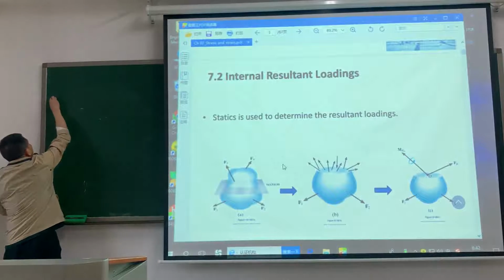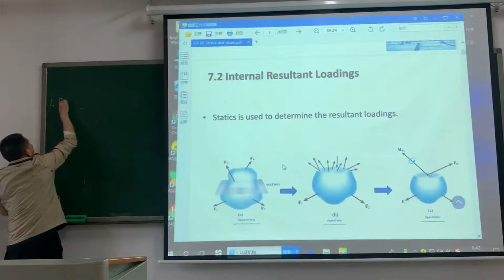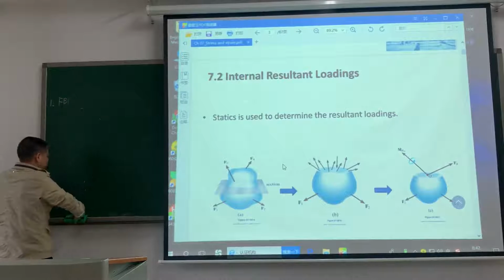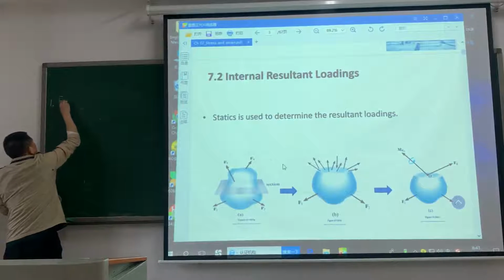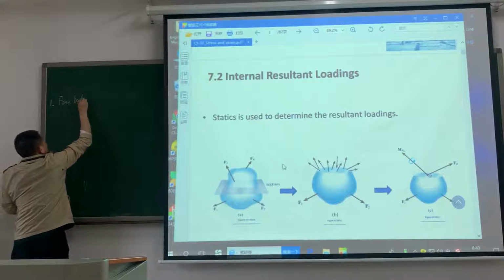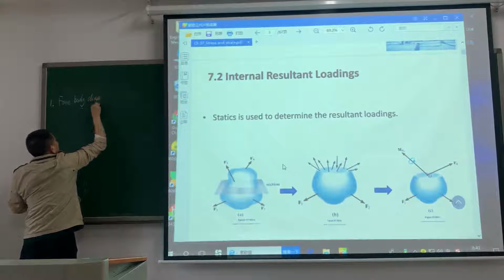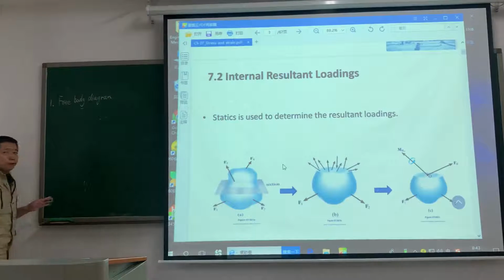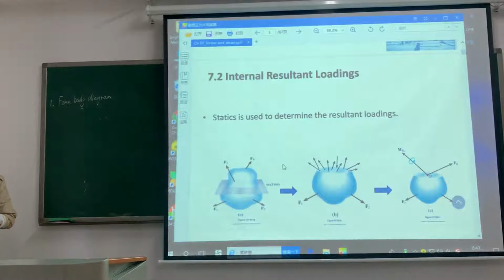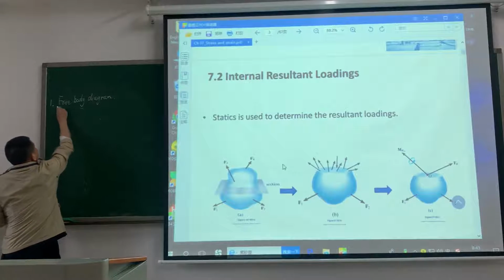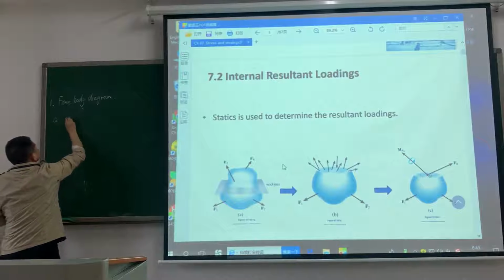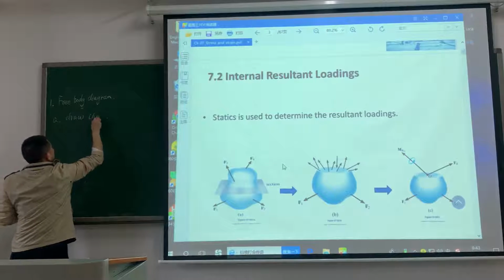The first one is the FBD, free body diagram. We have to find the free body diagram. How to draw the free body diagram is the first important point in statics. First, the free body diagram: step one is to draw the member.